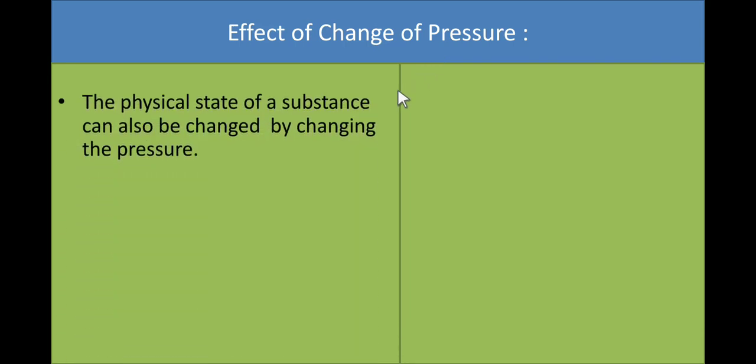An increase in pressure brings the particles closer and increases the force of attraction between them. That brings about the change. That is, when high pressure is applied to a gas and its temperature is reduced, the gas is converted into liquid. The physical state of a substance can also be changed by changing the pressure.